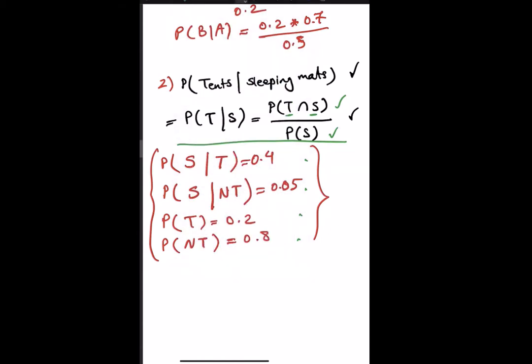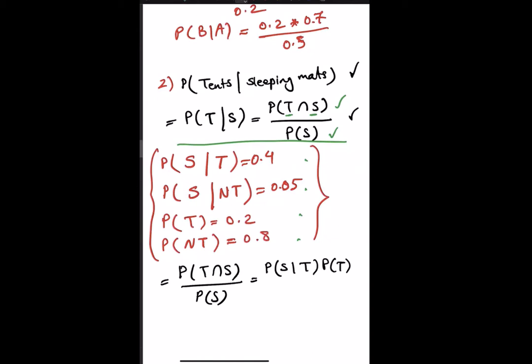So remember, what I need to calculate is probability of T and S divided by probability of S. I do not have the numerator and denominator in the problem statement. What should I do? I have to rewrite the numerator and denominator based on the probabilities that I have in the problem statement. How can I rewrite the numerator? Probability of sleeping mats intersection tents, because it's the same thing, multiplied by probability of tents.